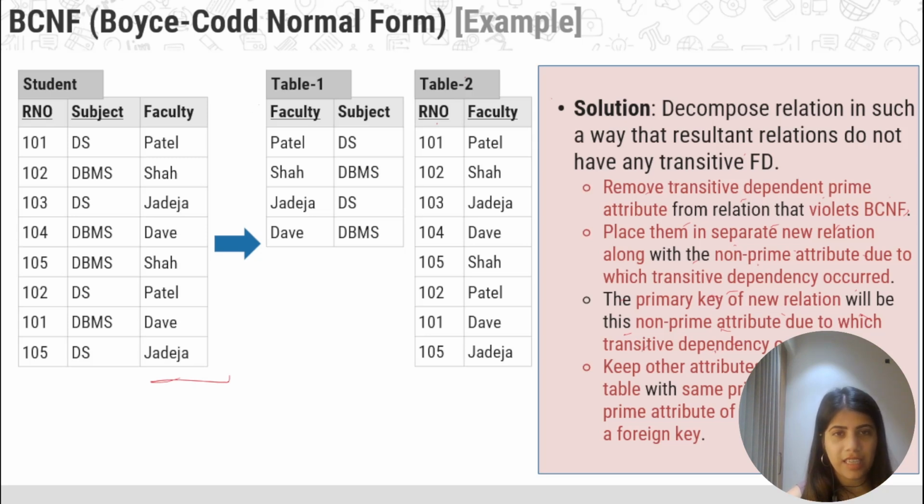The primary key of the new relation will be the attribute due to which the transitive dependency occurred. So in this table, the faculty has become our primary key. We keep the other attributes the same as in that table with the same primary key and add the prime attribute of the other relation as a foreign key. So over here the subject becomes the foreign key. So faculty, which is the primary key of table 1, is also the foreign key in table 2, and this was the attribute due to which the transitive dependency was occurring.